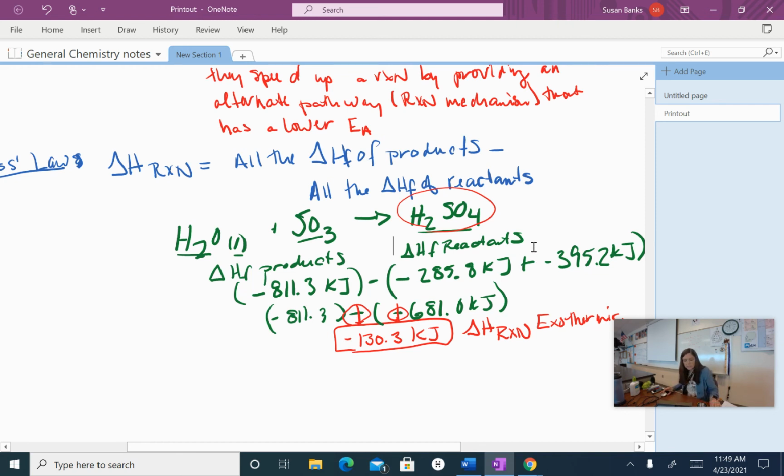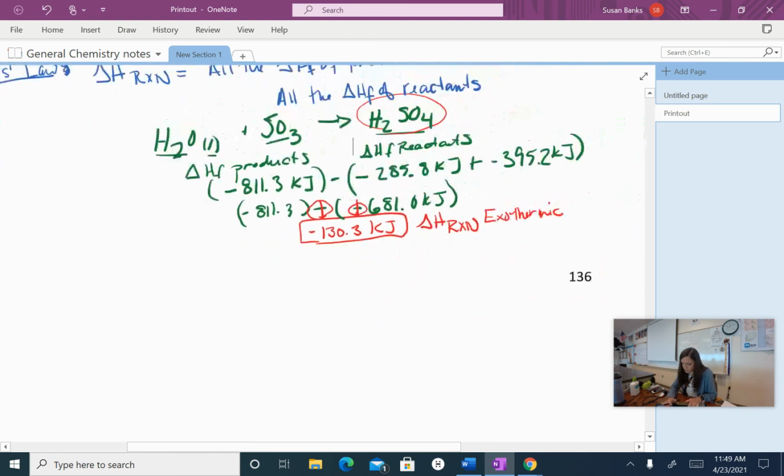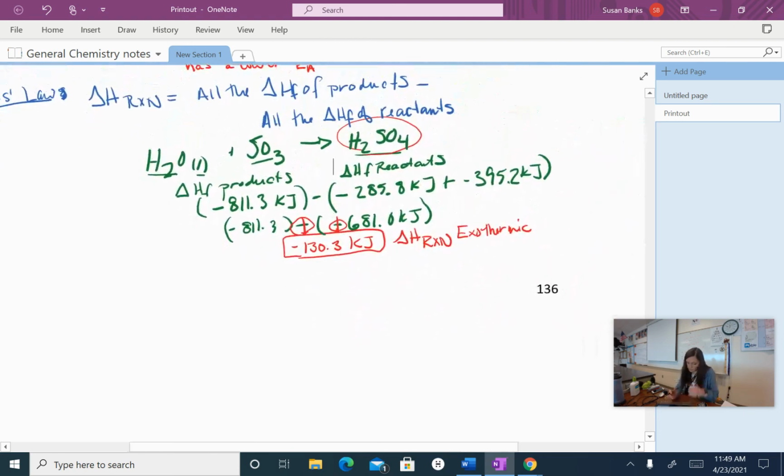Okay, let's do another example really quick. We're going to use a different color here. So we're going to do ammonia. So I have hydrogen and nitrogen, and we are going to make ammonia. This is the Haber process. This is how we make ammonia for fertilizer. The first thing we've got to do is balance this equation.